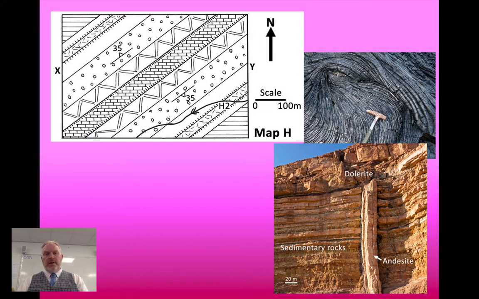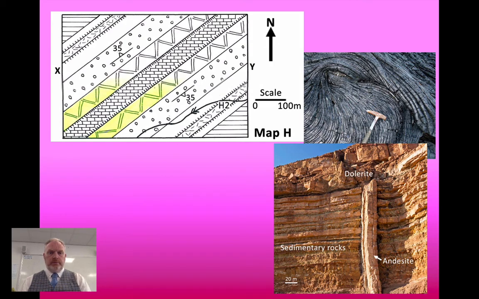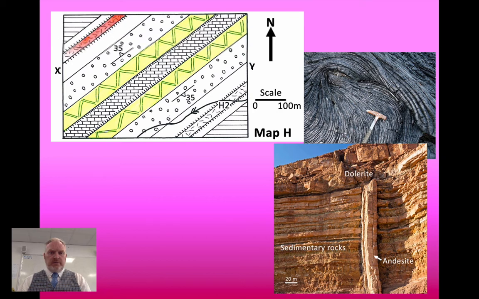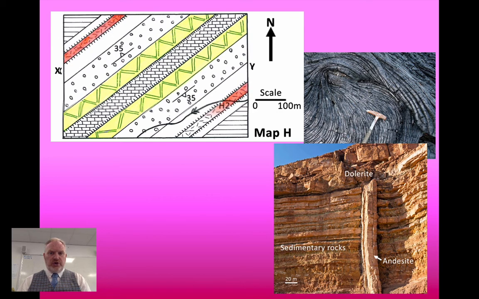Hi, let's have a look at the answers to question 8, all about map H in your Theme 14 booklet. The first question asks you to highlight the igneous rocks on the map. So let's do that. So we've got basalt and we've got the dolerite shown there. Basalt in yellow, dolerite in red.